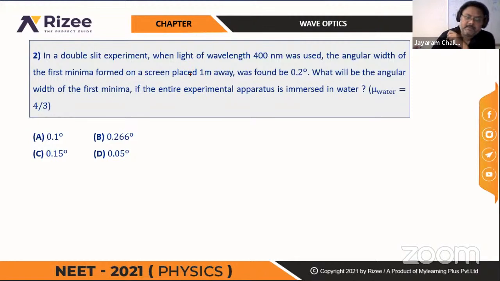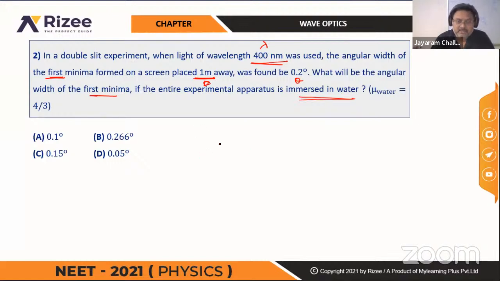In a double slit experiment, when light of wavelength 400 nanometers is used, lambda has been given, and an angular fringe width of the first maximum is given. This is the one important thing. The first maximum is occurring at a distance of 1 meter away, that is capital D, and that is theta, the angular fringe width he has given. What will be the angular fringe width of the same first maximum if the entire setup is immersed in water? What will happen if you immerse it in water? Wavelength will be changing, or beta will be changing.